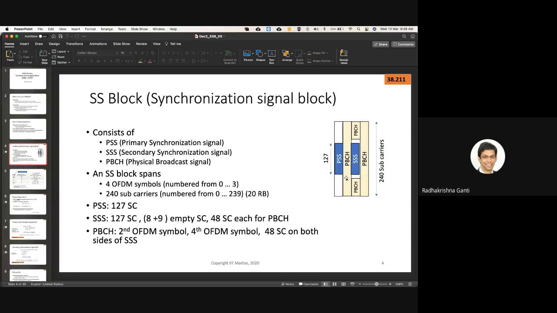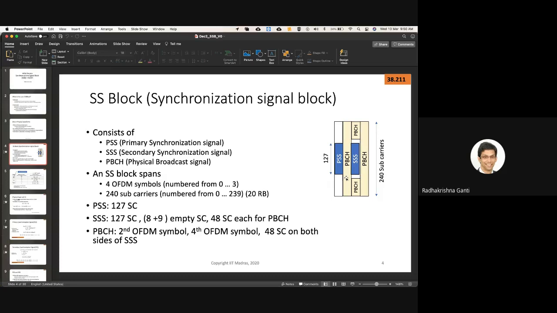So we are going to use this SS block to synchronize and find the timing information and frequency information, and then decode the basic data about the network. Exactly, the MIB. You will be able to decode the master information block of the network.